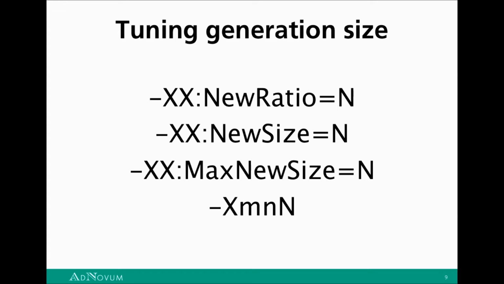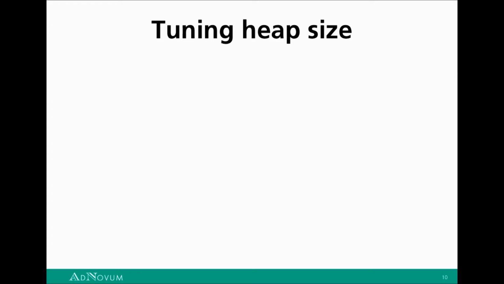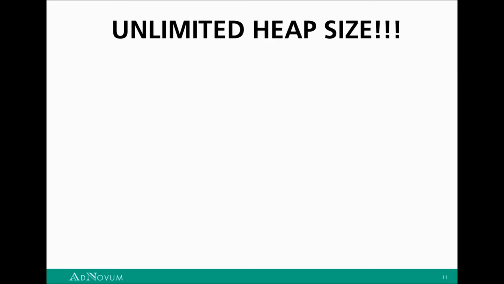Other than the generation sizes, you can also tune the heap size as a whole. So again, here you have 2 parameters, one for the starting size and one for the maximum size. So not much really to talk about there. But you may have figured out a way to completely eliminate garbage collector pauses from your application, and that's simple, just give it an unlimited heap.